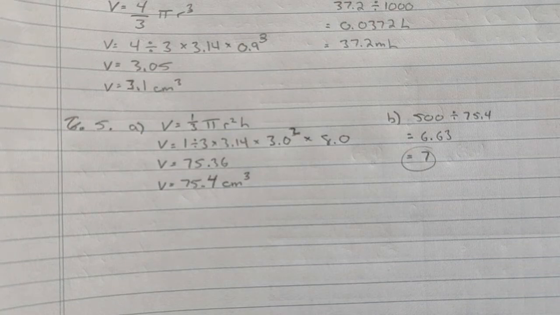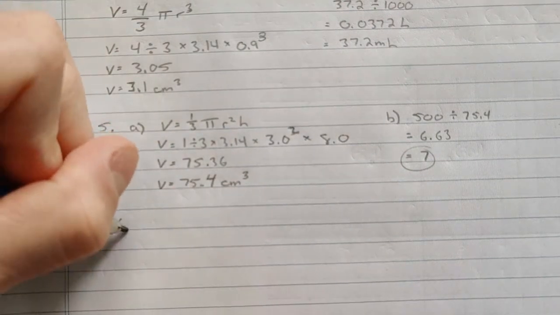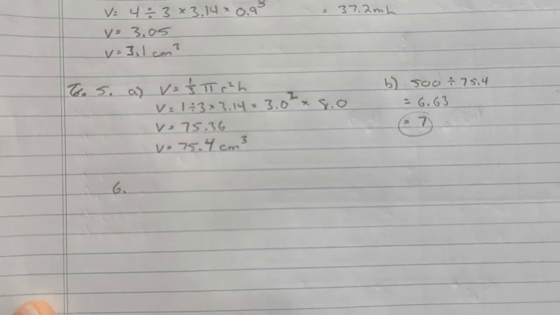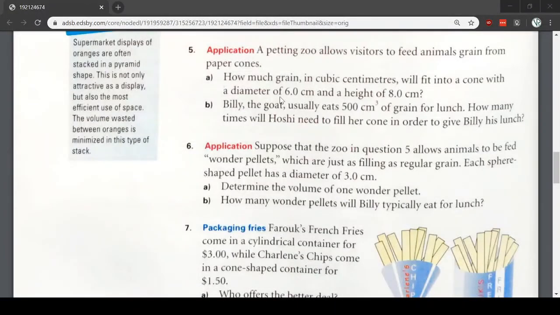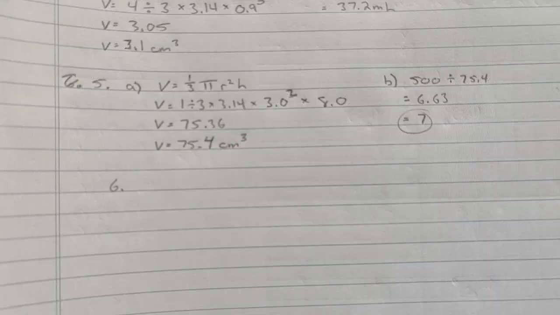Now we can do part 6. If we go back to the questions here, number 6 says, suppose the zoo in question 5 allows animals to be fed wonder pellets, which are just as filling as regular grain. Each sphere-shaped pellet has a diameter of 3 centimeters. Determine the volume of one pellet, and then how many pellets will Billy typically eat for lunch.